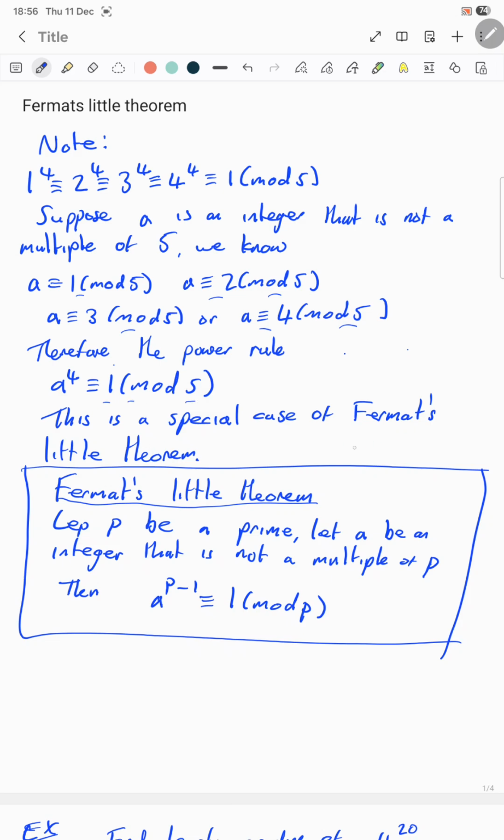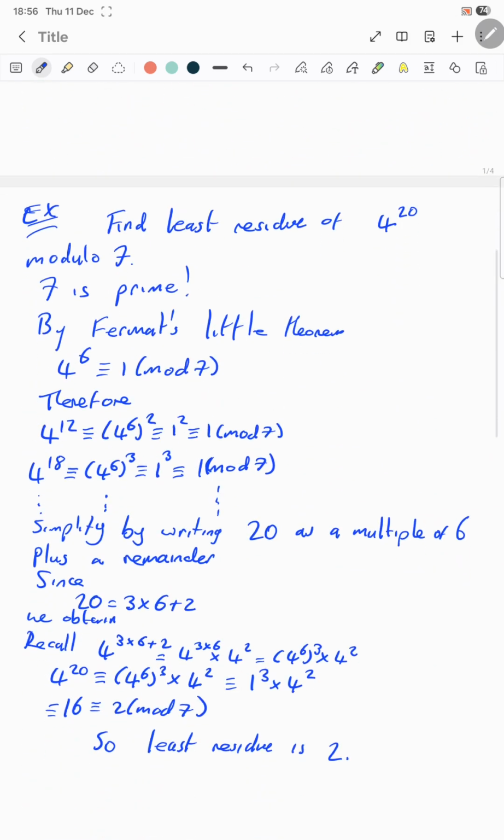Now, this is a special case of Fermat's little theorem, which is defined here, which states that we let p be a prime and let a be an integer that is not a multiple of p, then a to the p minus 1 equals 1 modulo p.